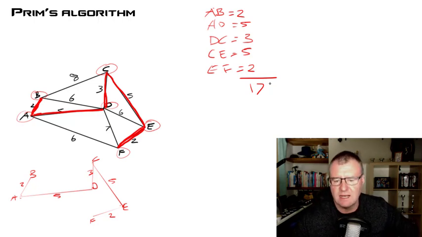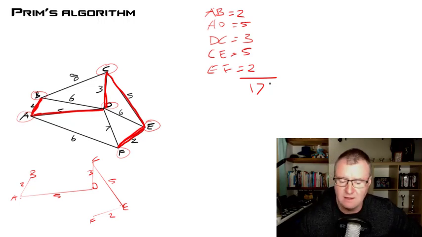And it wouldn't matter if I started at a different point than A, I'd still end up with a 17 unit minimum spanning tree. In fact, why don't you test it? Why don't you pick a different vertex and see if we get the same result? All right, good job.